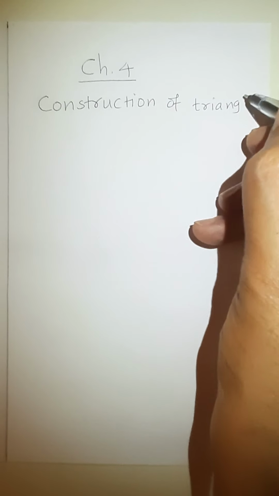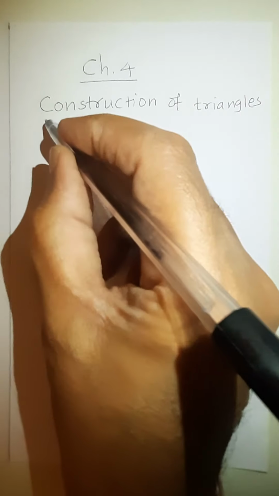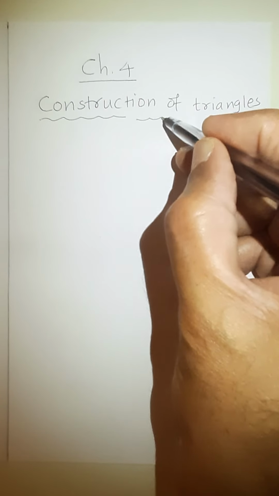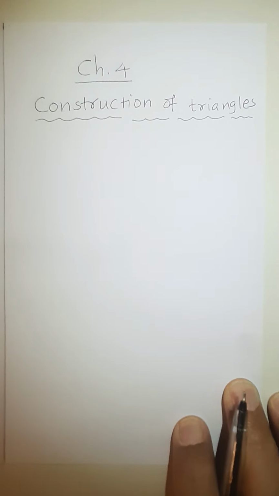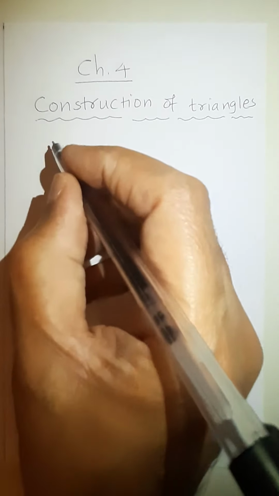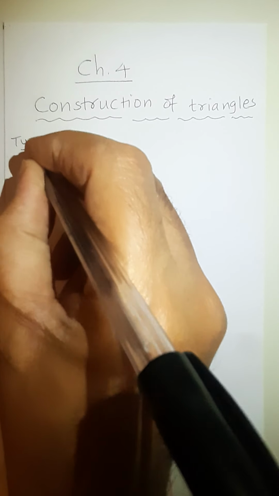This is a very simple, small chapter, where we have to construct triangles with different dimensions. There are types, and here we do type 1.